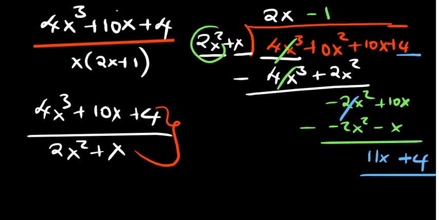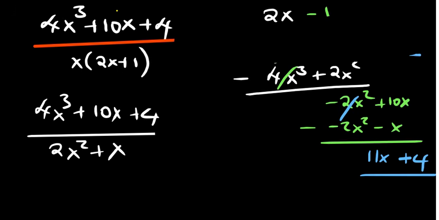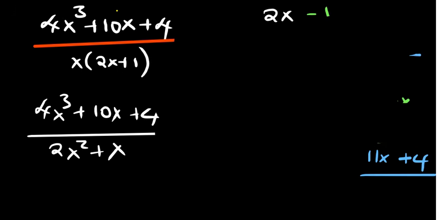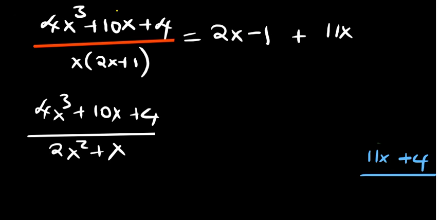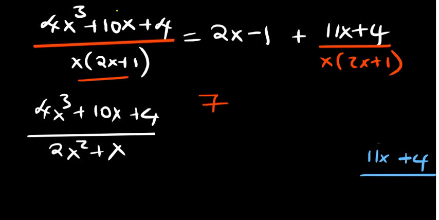So this is basically where it was all coming from. So after dividing, what have we found? What is down there is our remainder, then what is on top is how many times we can divide it. So we are saying this is basically equal to 2x minus 1 plus 11x plus 4, that is our remainder, over what? Over that part. So over x(2x+1), because that is our divisor that we are using. Remember, if you divide 2 into 7, it's basically 3 remainder 1 over 2. This is basically what it's saying.